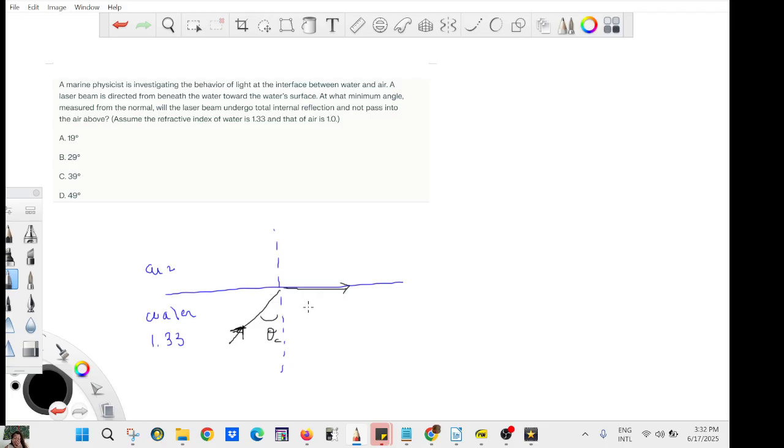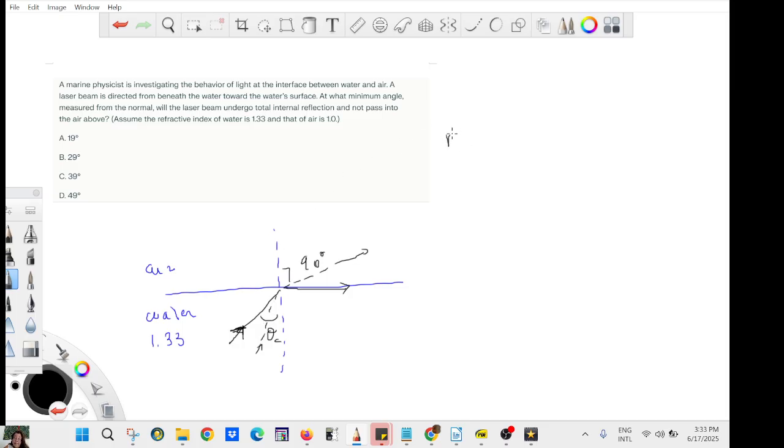So it will be 90 degrees. If I go smaller than that, then it will be refracted. And as it gets closer to the interface, after that, everything will be reflected. So this is called the critical angle, and that's what they want.